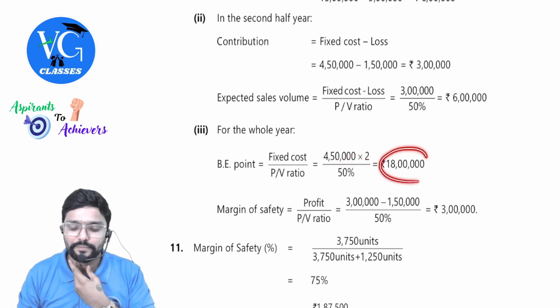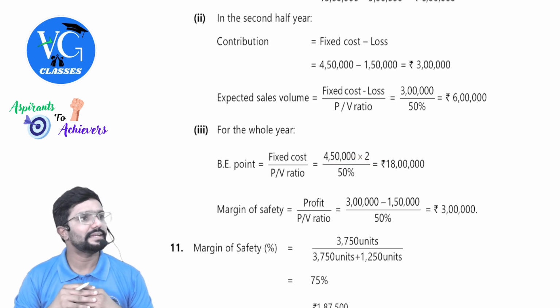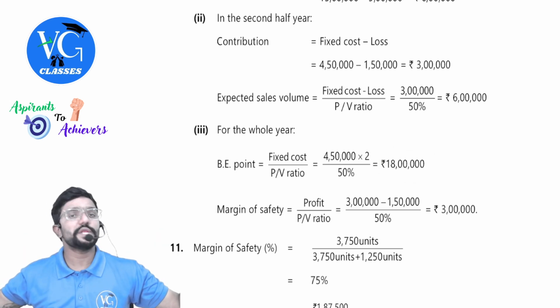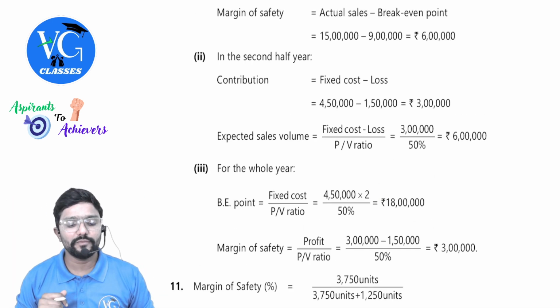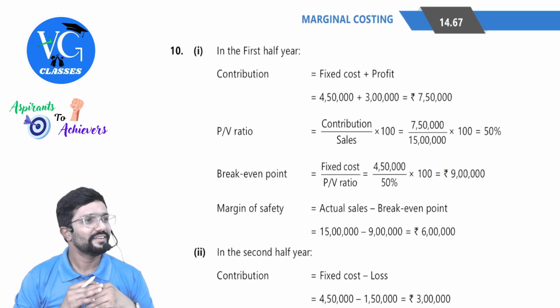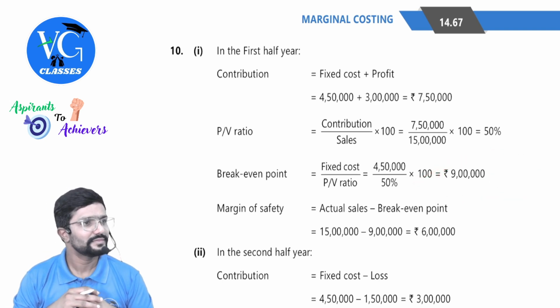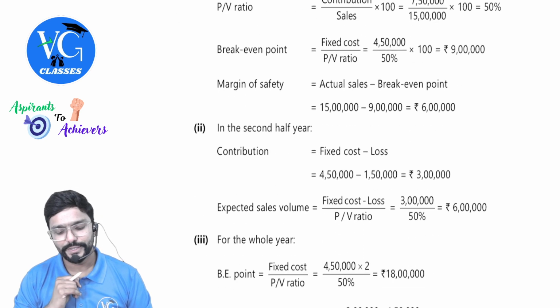So what is the break-even point for the entire year? 18 lakh. That means in a year, in order to break even, you have to achieve sales of how much? 18 lakh. Then what did you calculate here, sir? That is for the first half. So can I straight away do this only into 2, sir? Yes, you can do it.